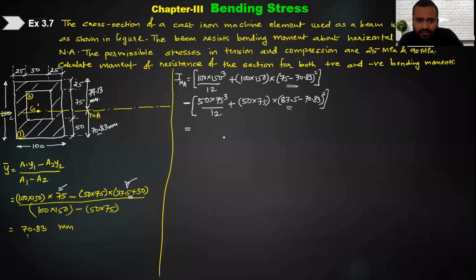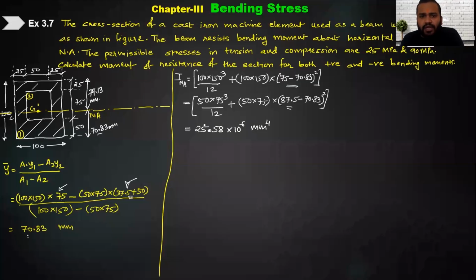Now give me the answer for this. Give me the answer. 25.58 into 10 raised to 6. 5.58 into 10 raised to 6. Right? This is correct. Okay. So inertia we got. Now what next?